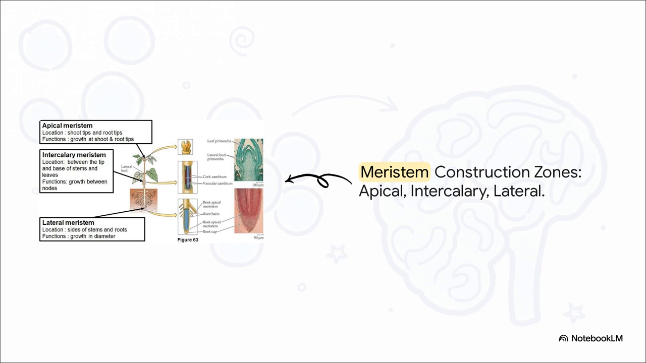Then you have intercalary meristems, found between the tips and the base of leaves and stems. Fun fact, this is exactly why your grass keeps growing right back from the base after you mow it. And finally, lateral meristems, like the vascular cambium. They act like structural engineers, expanding the plant's girth and increasing the diameter of stems and roots during secondary growth.